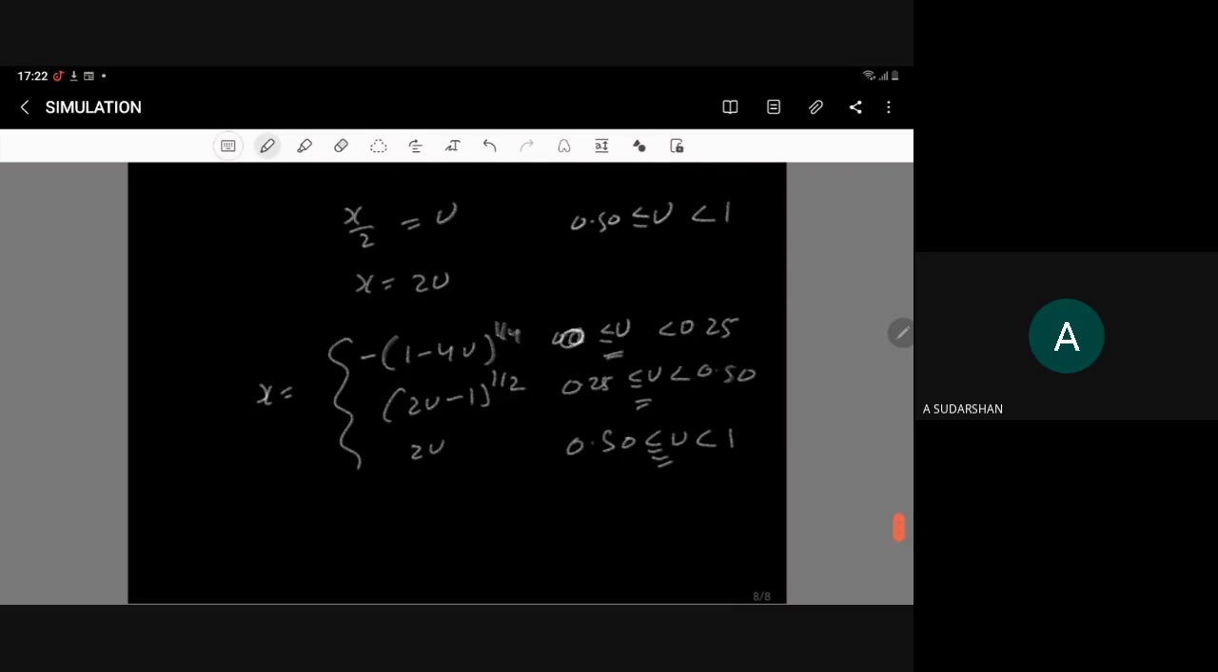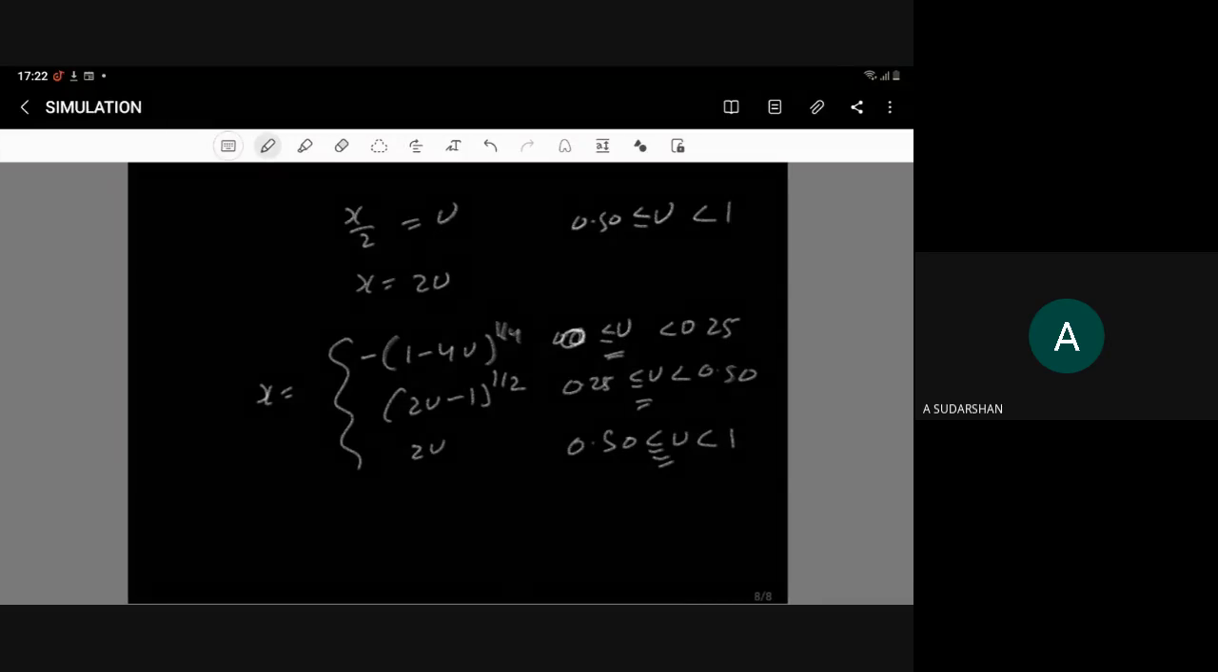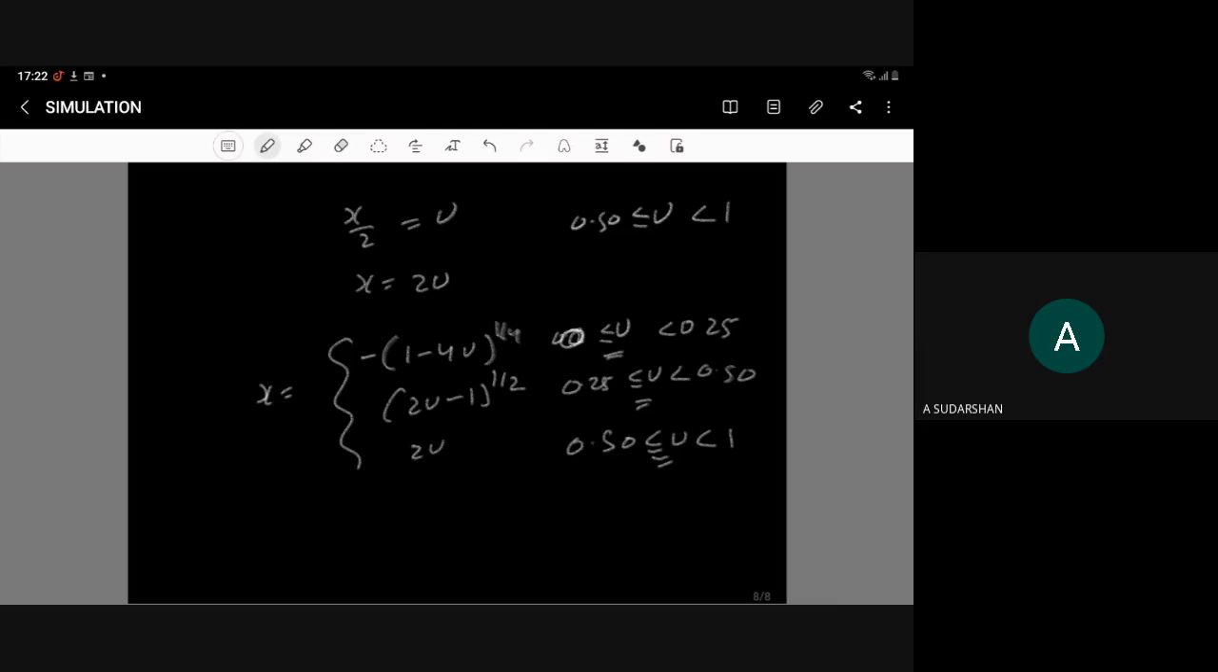Yes, what are you asking now? Sir, when u lies between 0.25 to 0.5, 2u minus 1 would be negative. So how can we take the square root?